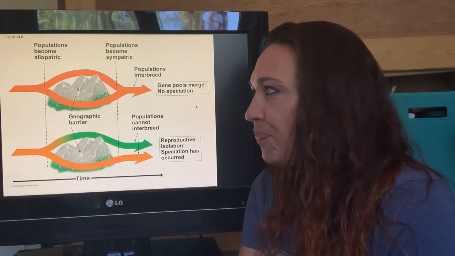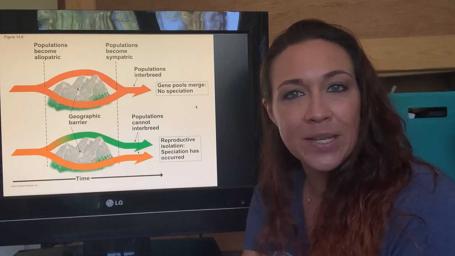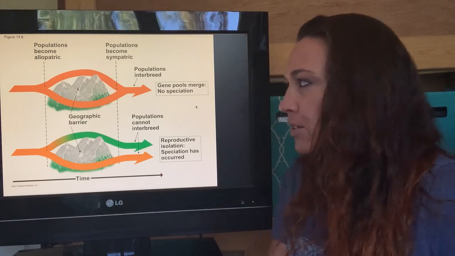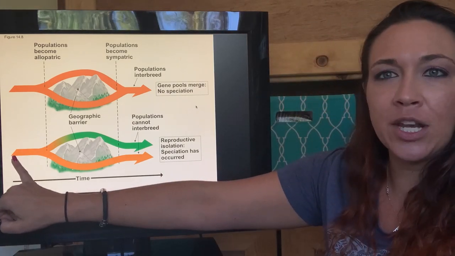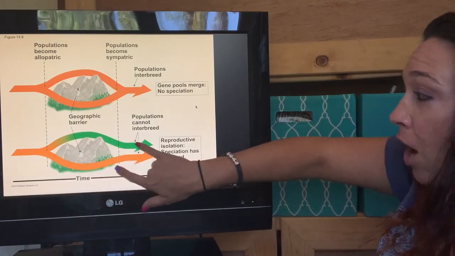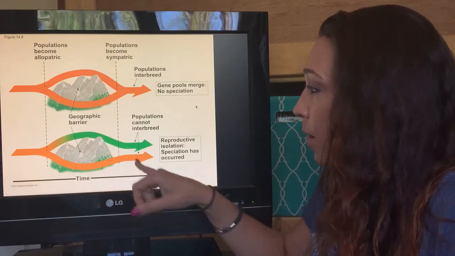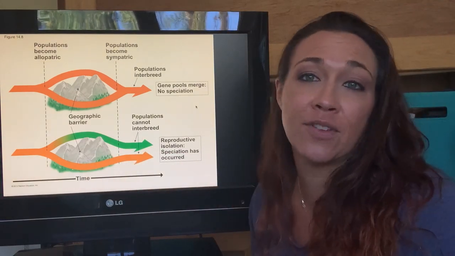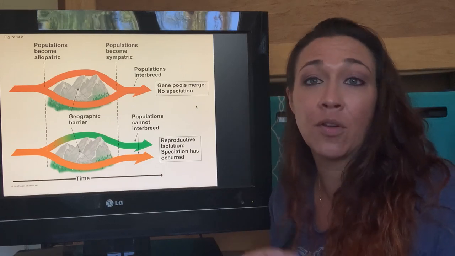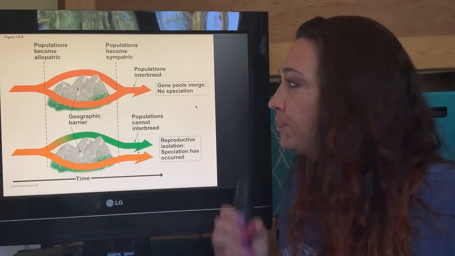All right. So if they are allopatric speciation, that means they did speciate, right? They are different species. So we had a similar population. Now, because of our geographic barrier, boom, we have two populations. Now, if that geographic barrier were to disappear, we would still have two distinct populations. Now we would have reproductive isolation. They cannot reproduce with one another. Therefore, they're not interbreeding. They're not the same species anymore.